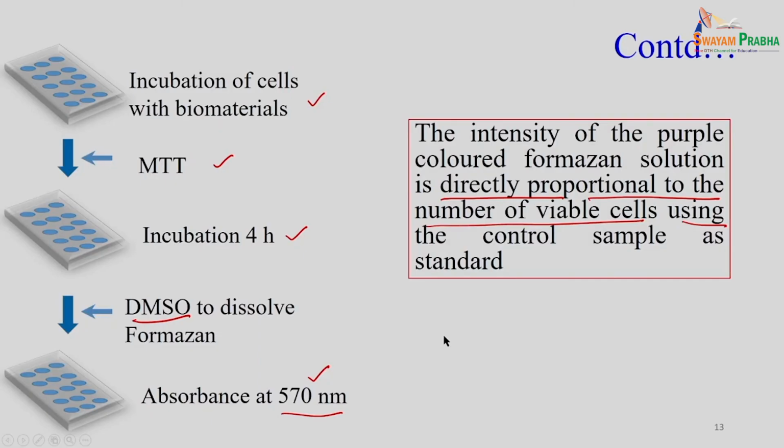Here we also use some control samples. The control sample means we incubate only cells without the biomaterial. Whatever intensity comes, we consider that as the control, meaning in the absence of any foreign material, and with respect to that we see whether the growth of cells in the presence of the material is increasing or decreasing. It is expected that cell viability should not be less than 80 to 90% as compared to control; it should always be higher than 80 to 90%.